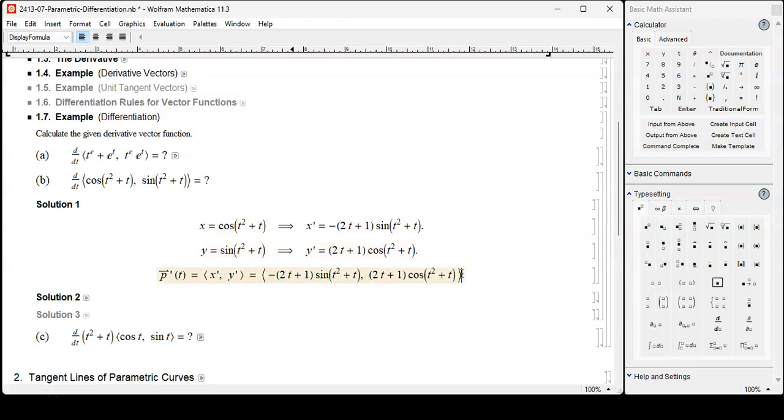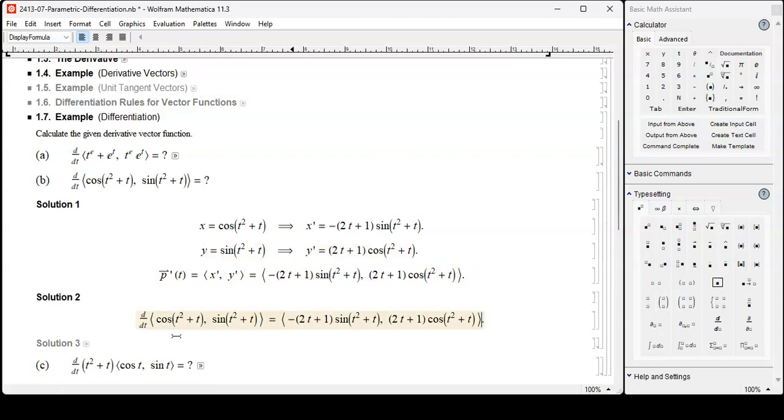So put together, we get this. Or you can do the computation at the same time. Just take the derivative of this, using chain rule here. Derivative of that, we get this, using the chain rule. Again, just a chain rule problem.